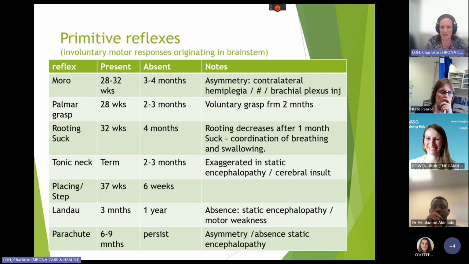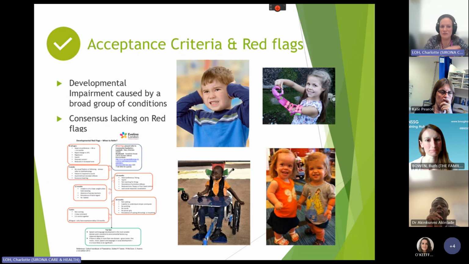Thanks. Okay. So now looking at acceptance criteria and red flags. So as I said, developmental impairments are caused by a broad group of conditions, and there's a consensus lacking on red flags. This diagram down here on the bottom left, I haven't designed for you to be able to read that, and I've got that separately at the end for your reference. This is what the Evelina Hospital are using for their reference as to who to refer. It's taken actually from the green and yellow handbook of the Oxford Handbook. So they have got quite a large number on there for their referral.